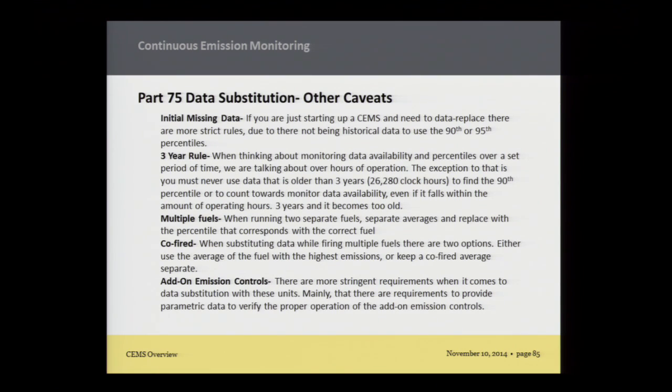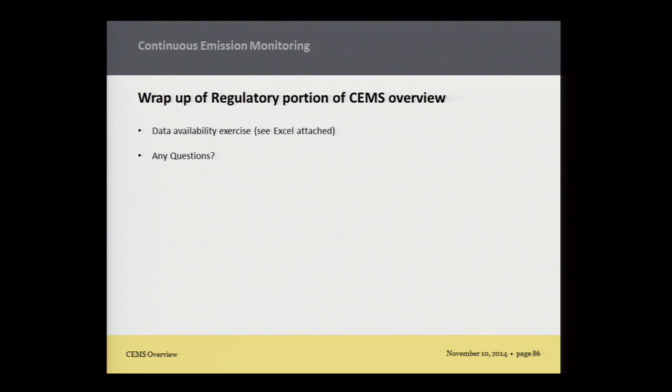Multiple fuels. When running 2 separate fuels, keep separate averages and replace with the percentile that corresponds with the correct fuel. Co-fired, when substituting data while firing multiple fuels, there are 2 options. Either use the average of the fuel with the highest emissions or keep a co-fired average separate. And then add-on emission controls. There are more stringent requirements when it comes to data substitution with these units. Mainly, these requirements are to provide parametric data to verify the proper operation of the add-on emission controls. So just a little more stringent to help with the substitution.